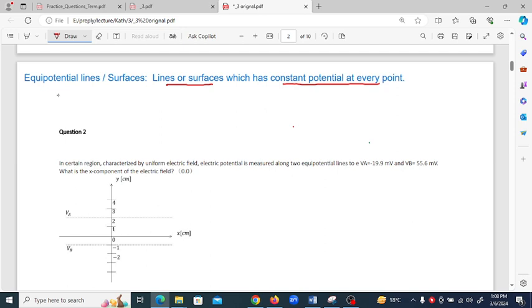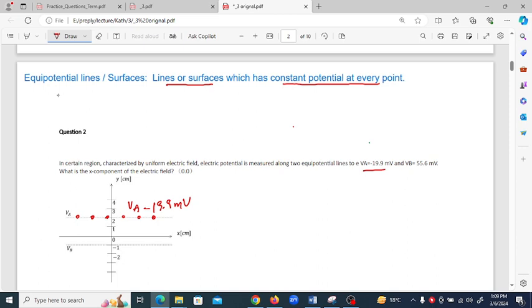So in this question we have a certain region characterized by a uniform electric field. Electric potential is measured along two equipotential lines. The potential VA along the first line is minus 19.9 millivolt. It means at every point on this line the potential is constant, equal to minus 19.9.